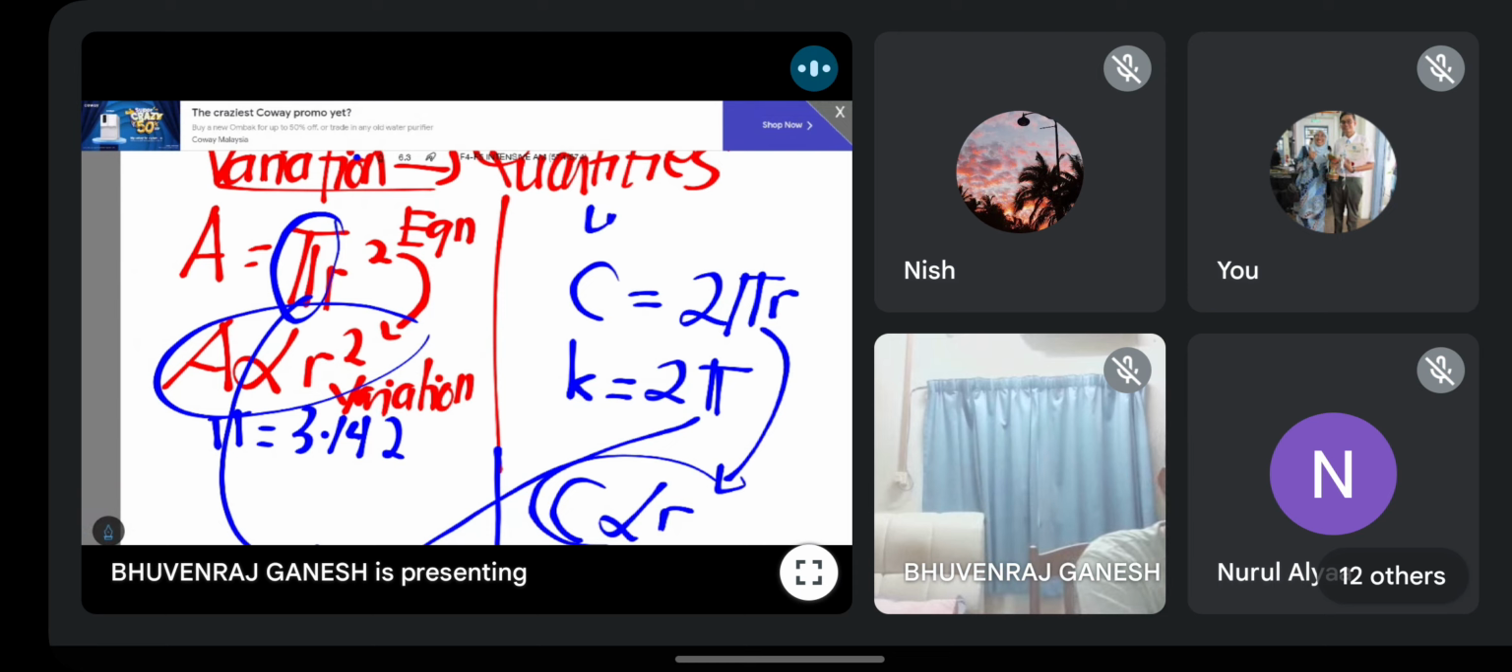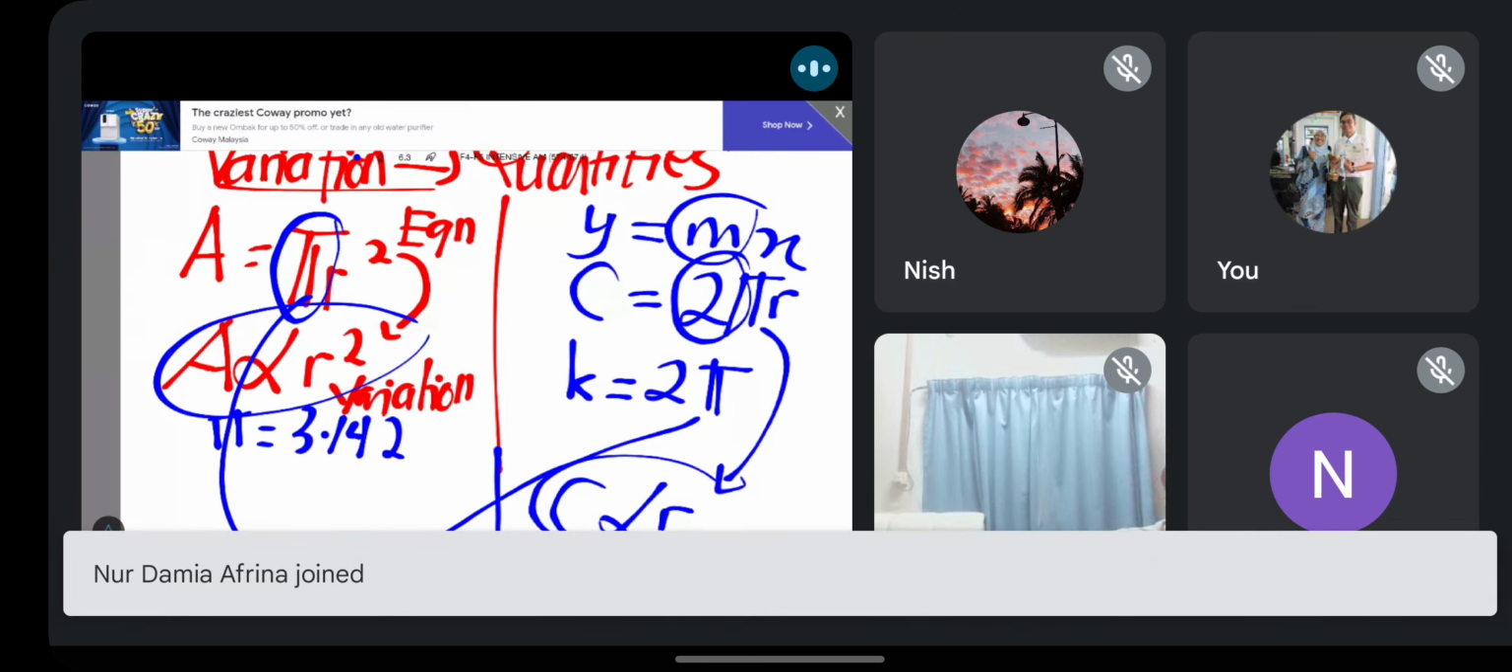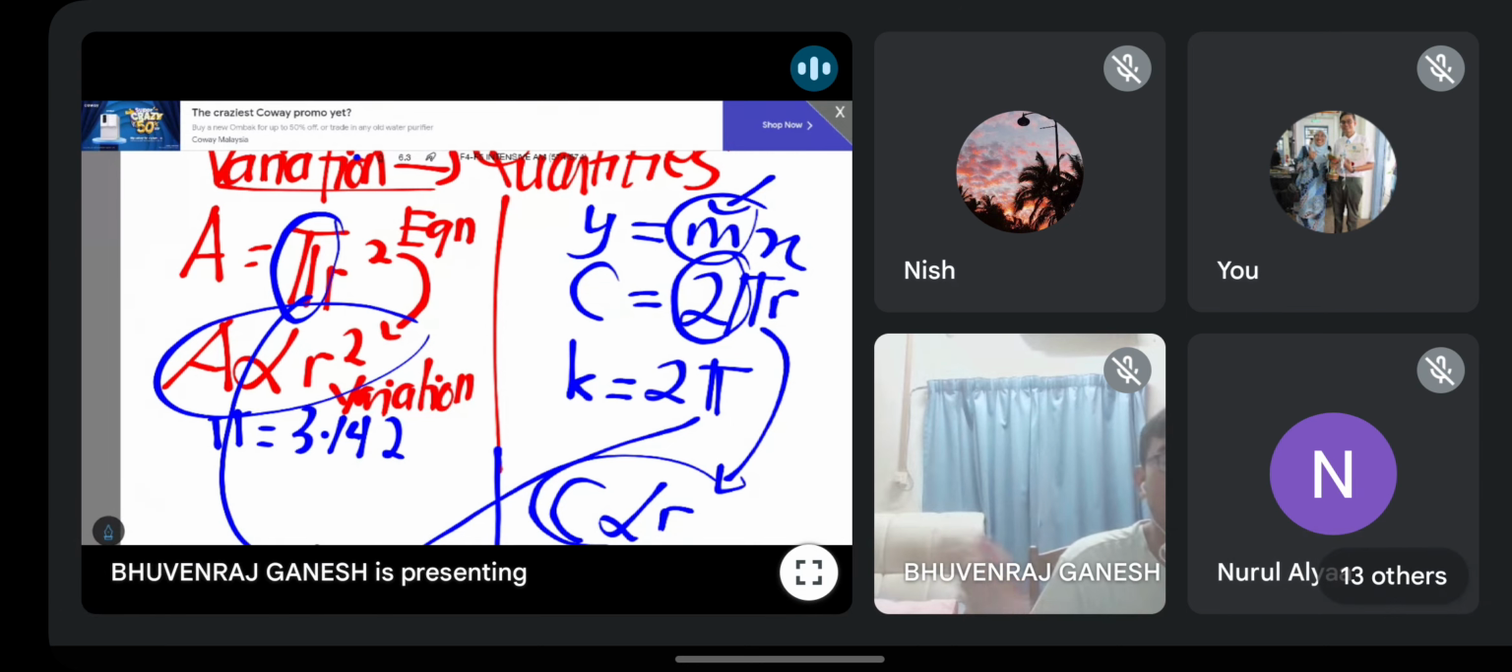Lepas tu, guys, can you all see this? Y equals mx, your equation of straight line. Kalau kamu ada beberapa nilai C dan R, kamu boleh cari kecerunan dengan memplot graf garis lurus. You just need to draw a straight line graph. If you have 6 sets, let's say 6 sets, nilai R dan nilai C, kamu boleh kira kecerunan. Dan sepatutnya kamu dapat nilai kecerunan dia 2 pi. Do you all understand? Boleh faham?